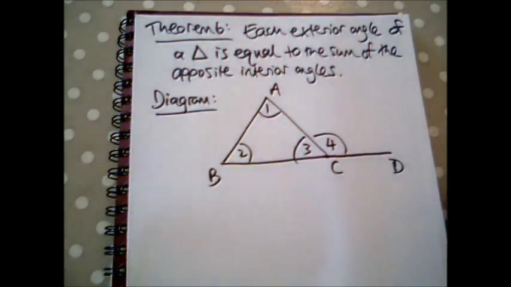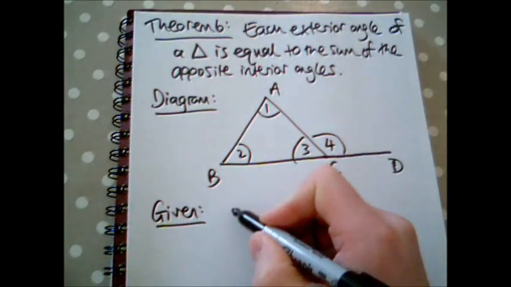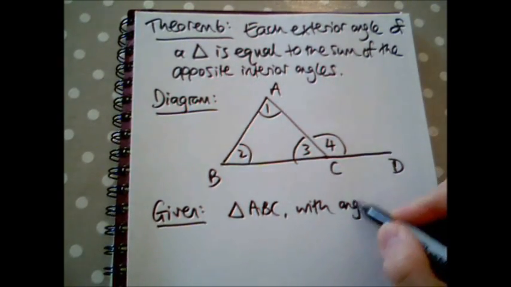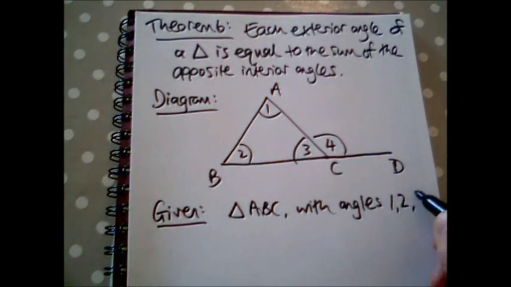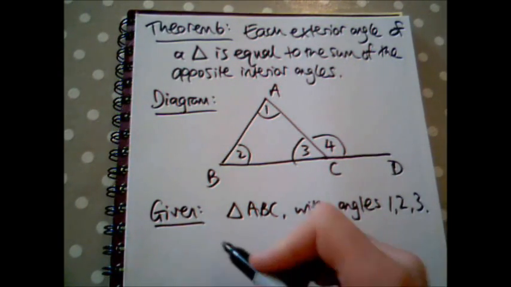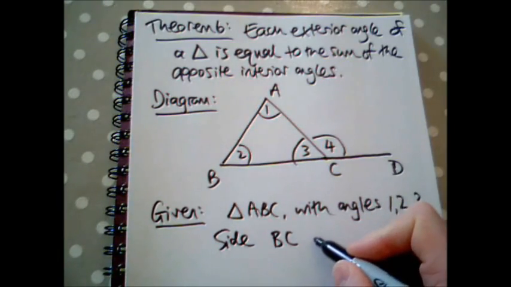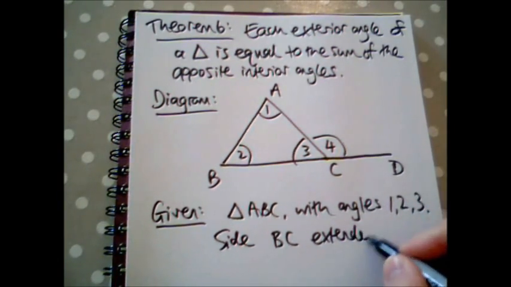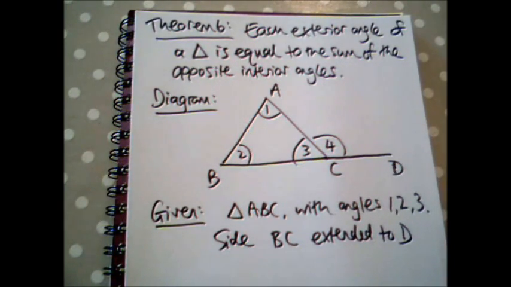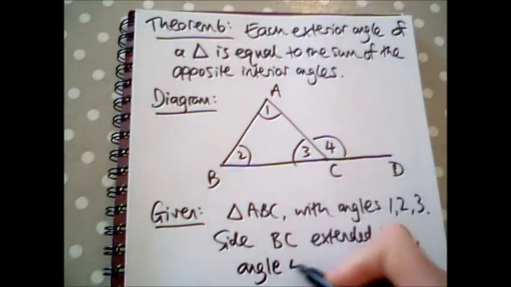So let's write down what we're given. So we're given a triangle ABC with angles 1, 2 and 3. And we also have the side BC extended to D. Okay, and we have the angle 4 marked in.